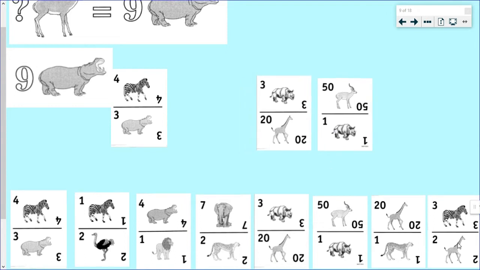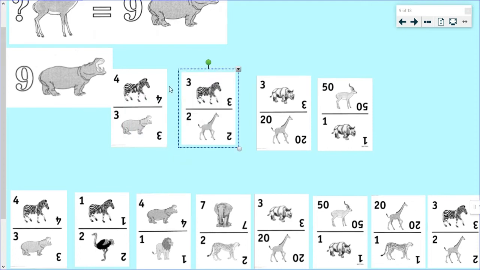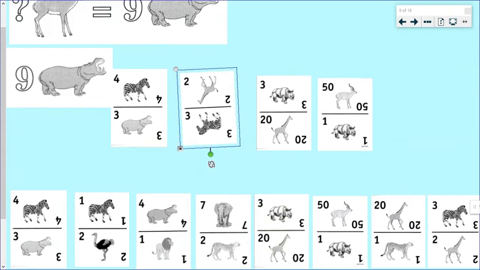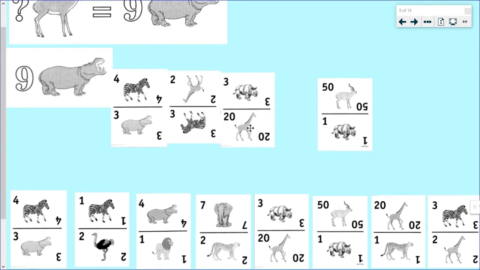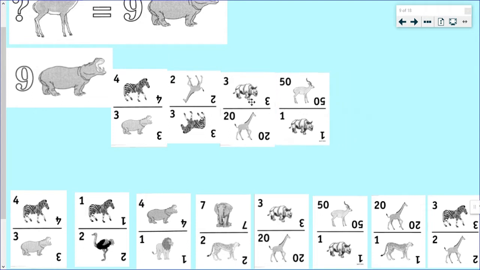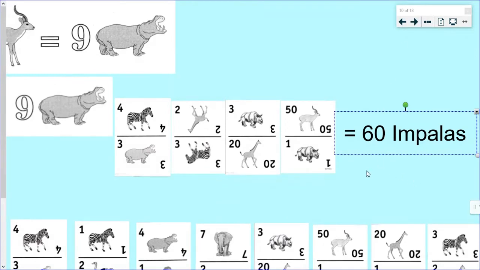And then I do have a zebra and a giraffe here, but again, this is not going to cancel out. So I've got to flip this card around. And now my zebras will cancel, my hippos will cancel, my zebras cancel. I bring this guy over, and you can see here that my giraffes will cancel, my rhinos cancel, and that's going to leave me with impalas. So hopefully you were able to get that you ended up with 60 impalas.